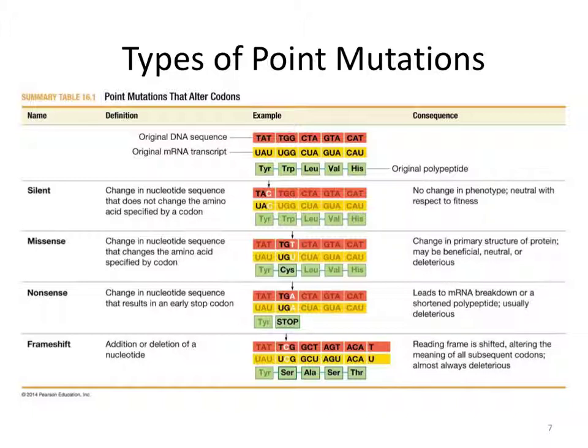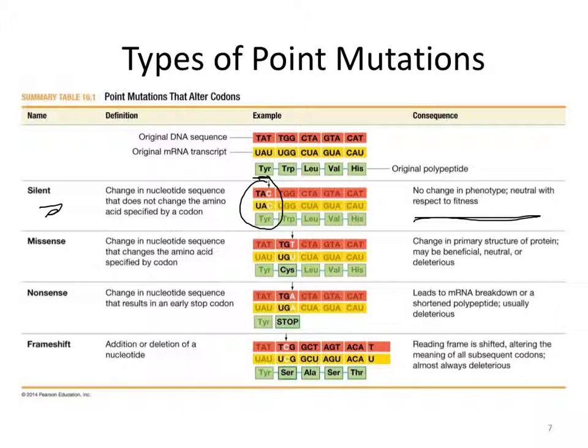Mutations can be silent, which are changes in nucleotide sequence that do not change the amino acid specified by a codon. To understand that, you need to think back to the fact that the genetic code is redundant, so there is more than one codon for most of the amino acids. Here we have a genetic change from one codon to another, but they both encode tyrosine. So that would result in no change in the protein, therefore no change in the phenotype.